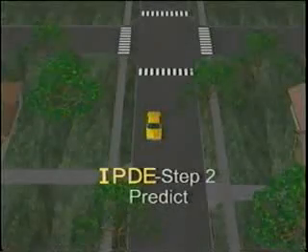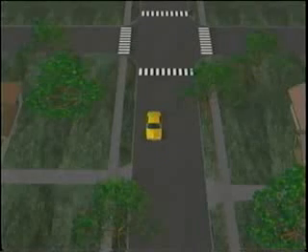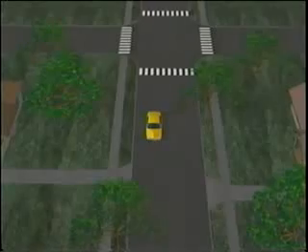The second step of the IPDE process is to predict. Once you have identified a possible hazard, you should predict how it might affect your intended path of travel. Watch the yellow car driving down this residential street. What do you predict can affect your path of travel?